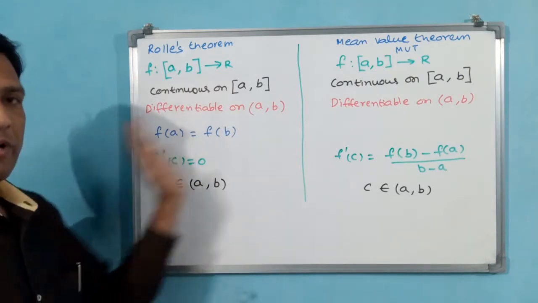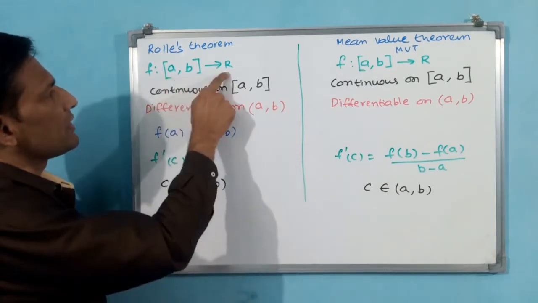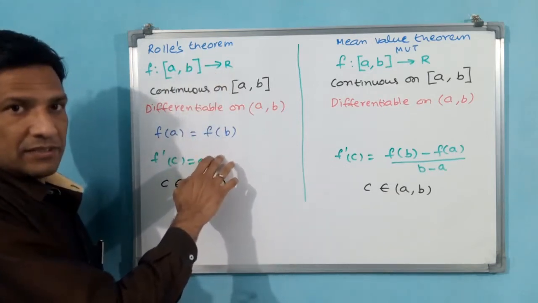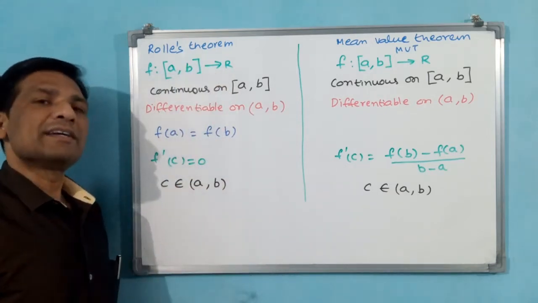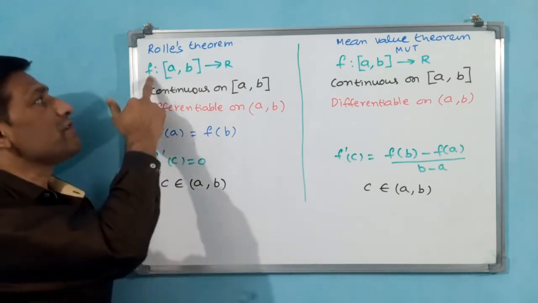A will be the lower limit and B will be the upper limit, and A and B are real numbers. Here we have already written it. If this is the condition, what does f dash c mean? I will tell. f dash x means the derivative of this function.